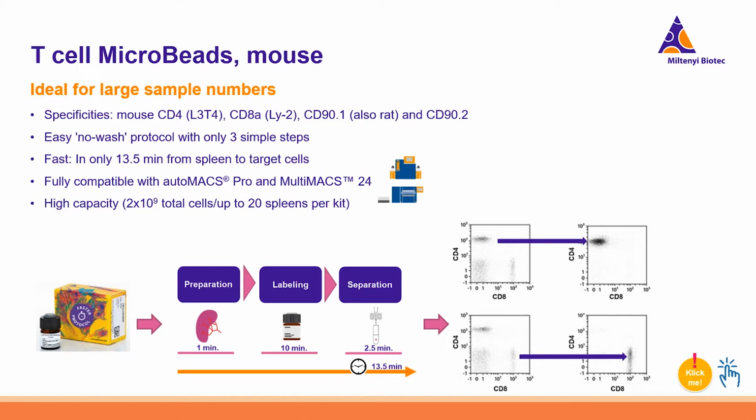Each microbead kit has a high capacity of 2 times 10 to the 9 total cells, which corresponds to up to 20 mouse spleens. Consequently, with their high sample capacity and automation options, the updated microbeads mouse are not only economic, but also very efficient and therefore ideally suited for the processing of high sample numbers.